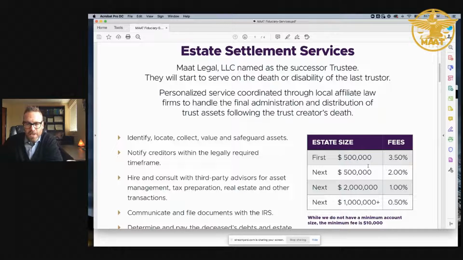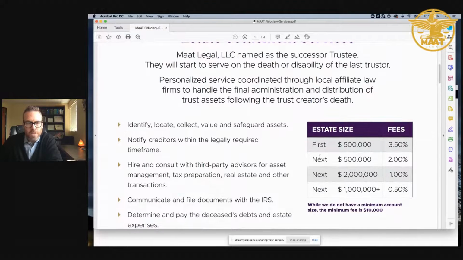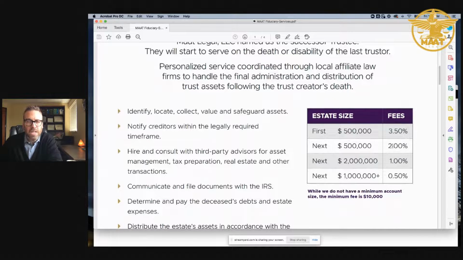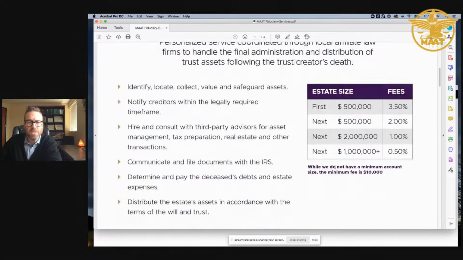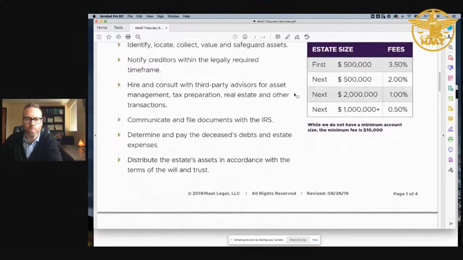This is going to be the highest level of fee, and this fee is based on a year, and it's based on the size of the assets in the trust. That's just the best way to estimate how big the job's going to be. This is the way that most banks and companies do it. So the fee for the first $500,000 is 3.5%. That's what we charge. And then for the next $500,000, the fee goes down, and then it keeps going down. So this is estate settlement services.